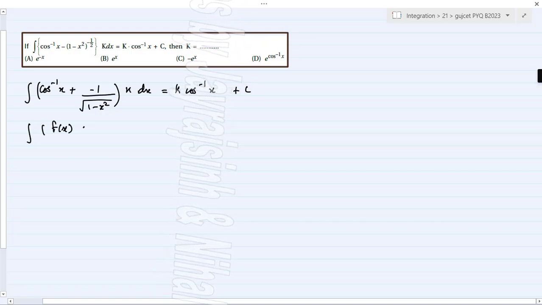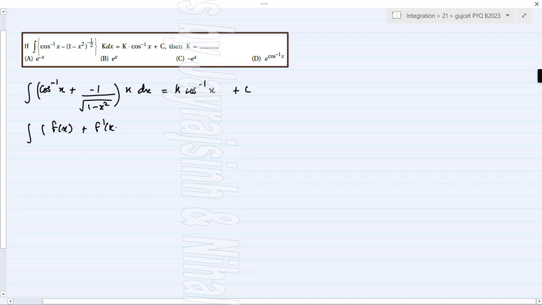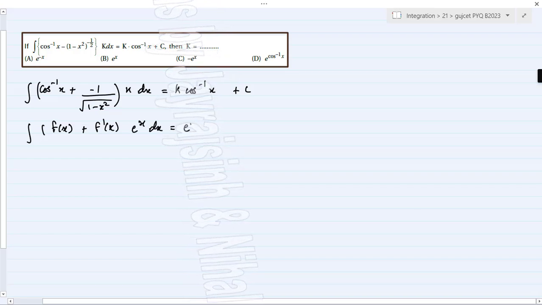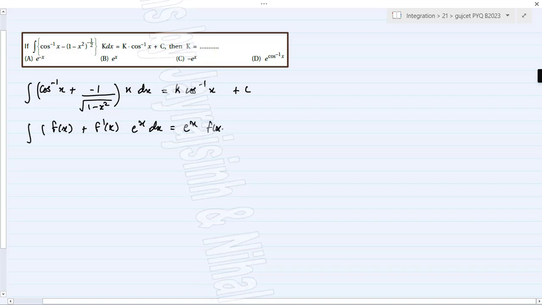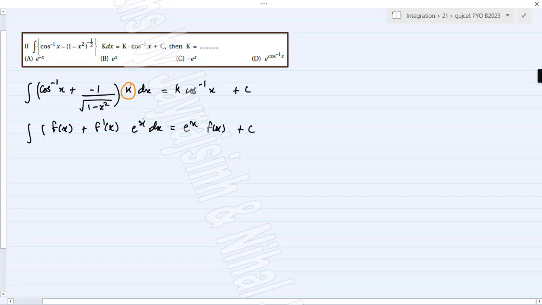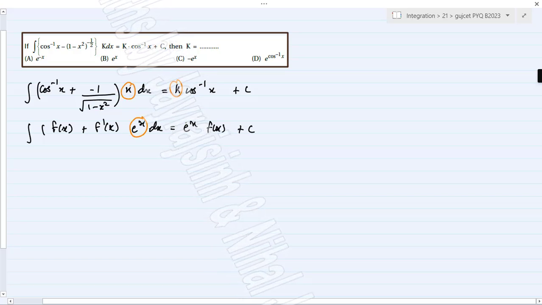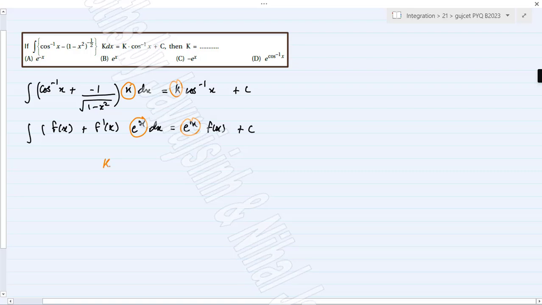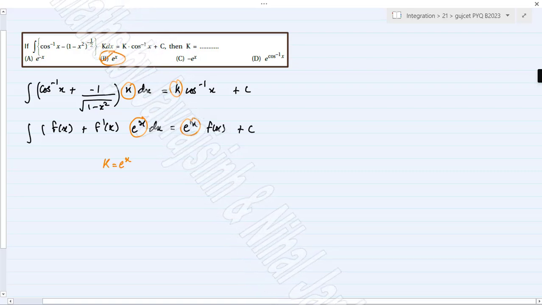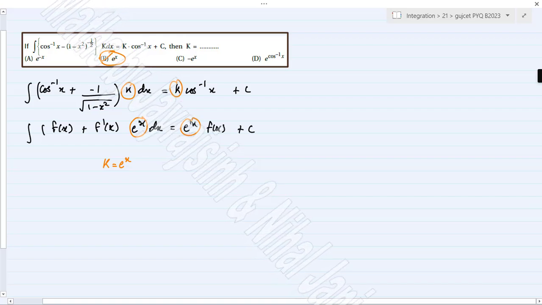Integration of (f x plus f dash x) e raised to x dot dx is equal to e raised to x f x plus c. Compare both sides. What should your k be? Your k must be e raised to x, which is given in option B. Ta-da!